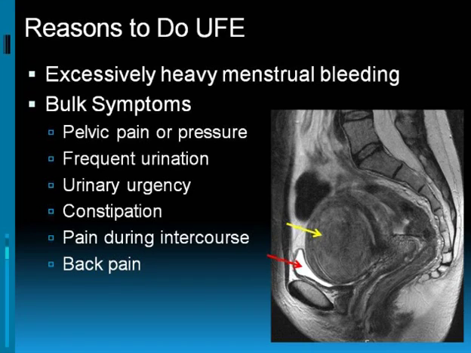These are the most common symptoms. Excessive heavy menstrual bleeding is one of the most common. But then we also see a fair number of women who have what we call bulk symptoms, and these are listed here, and this includes pelvic pain or pressure, frequent urination, urinary urgency, constipation, pain during intercourse, or sometimes even back pain. And the image on the right is an MR scan showing how this could occur. The yellow arrow points to a very large fibroid in the uterus, whereas the red arrow points to the bladder, which is significantly compressed by the enlarged fibroid.